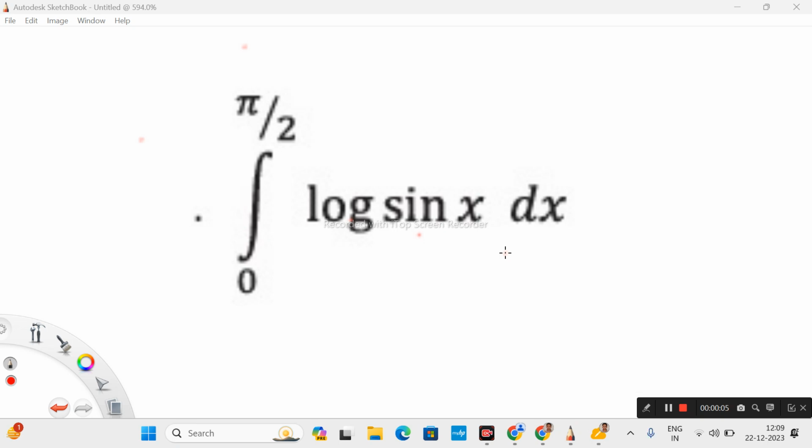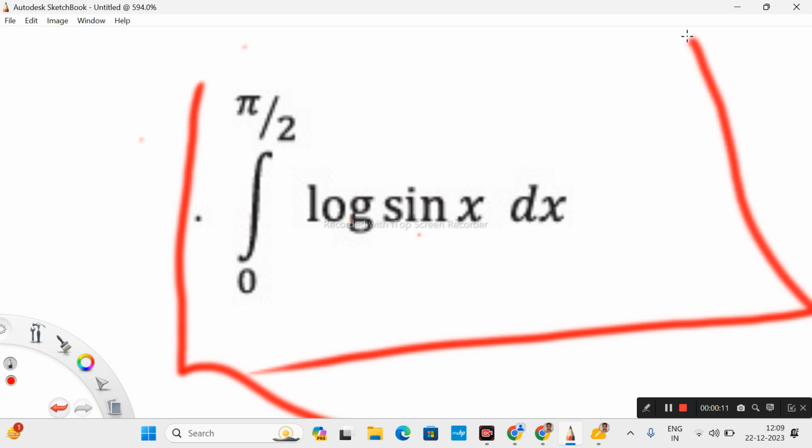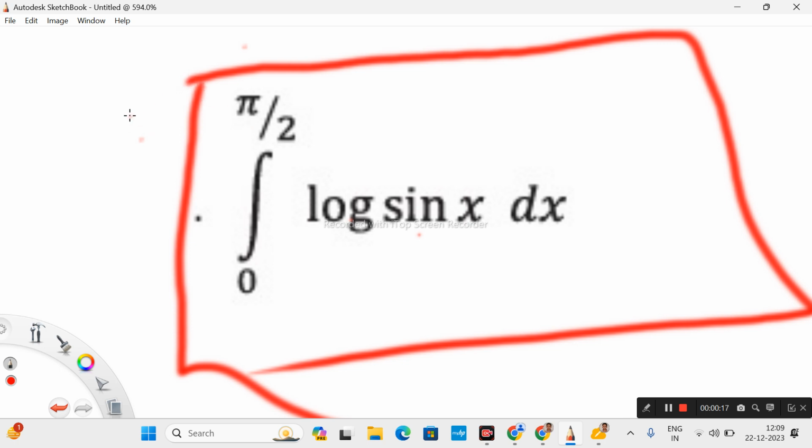Look here, it is given an important definite integration problem, which is usually asked in board exams and competitive exams. So we are going to elaborate on this, we are going to solve this, and we will look in this video at how we can use the formulas of definite integration to solve this problem.